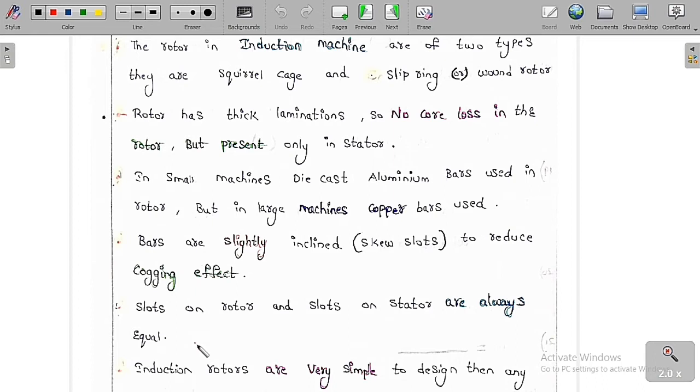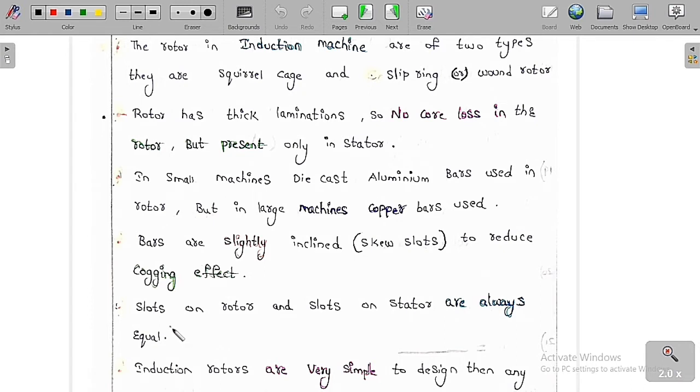Suppose in a squirrel cage rotor, if the stator has 4 poles, by nature itself, 4 poles are going to get induced on the rotor also. So listen carefully. Suppose for a squirrel cage rotor, if the stator has 6 poles, definitely by nature itself, 6 poles are also going to get induced on the rotor.